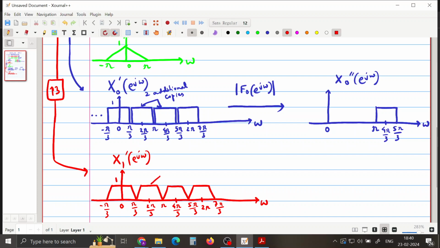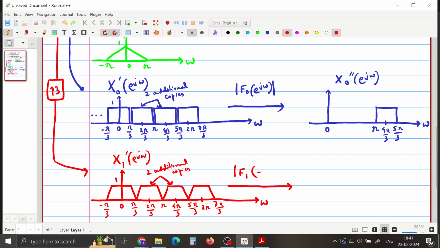Again, you observe that due to upsampling by a factor of 3, we are introducing two additional copies. That's what happens in the time domain: as a result of upsampling, you introduce L minus 1 additional zeros between every two samples. But in the frequency domain, first of all, the spectrum gets compressed by a factor of L, but you introduce L minus 1 additional copies of the spectrum from 0 to 2 pi. So these are all just a revision of your previous lectures.